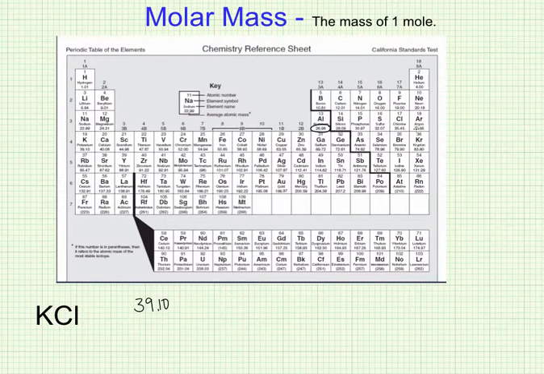Nonmetals are on the right-hand side, so start focusing over here, and we can see that chlorine is this guy, and it has a mass of 35.45. So all I need to do is simply add the two masses together, and that'll tell me what 1 mole of potassium chloride will weigh. And so I get a mass of 74.55 grams of potassium chloride in every mole of potassium chloride.